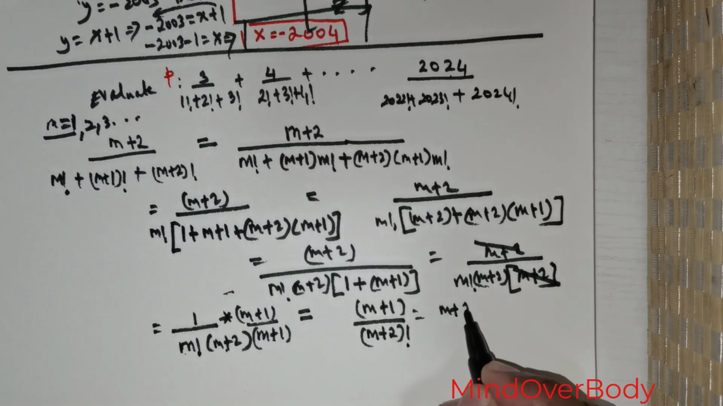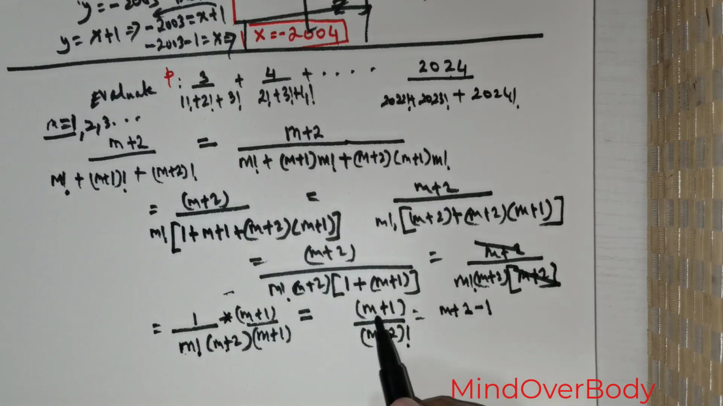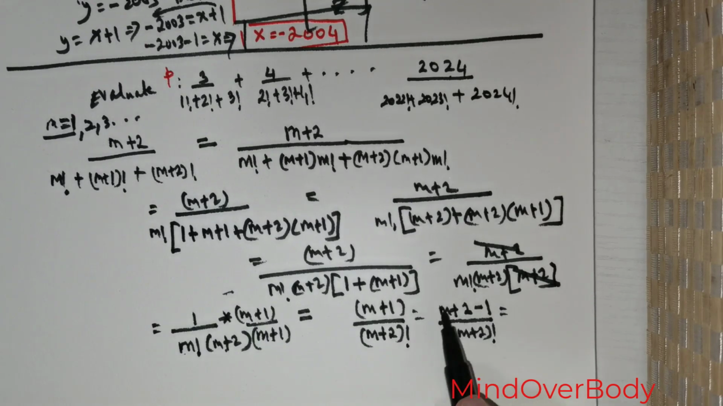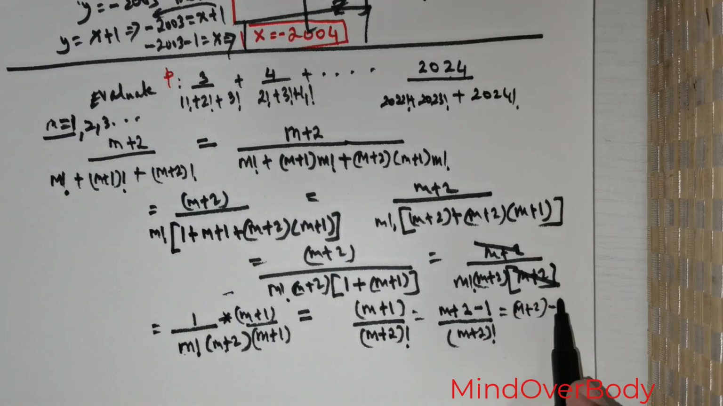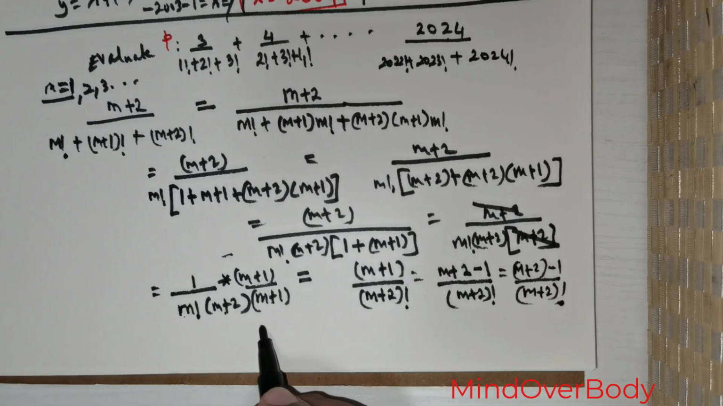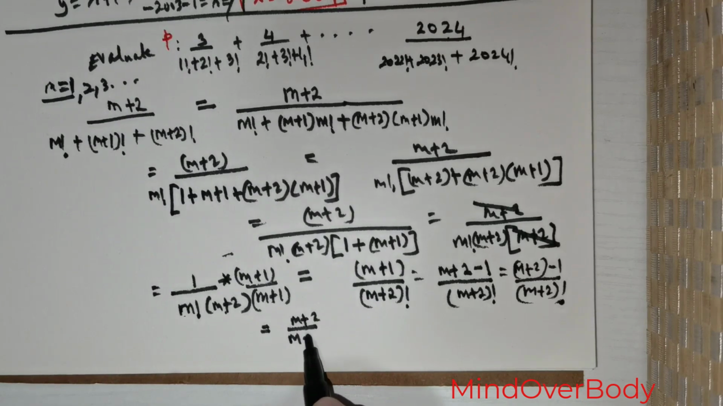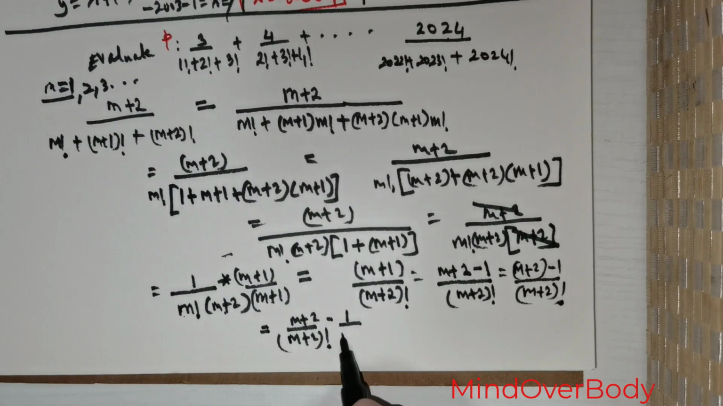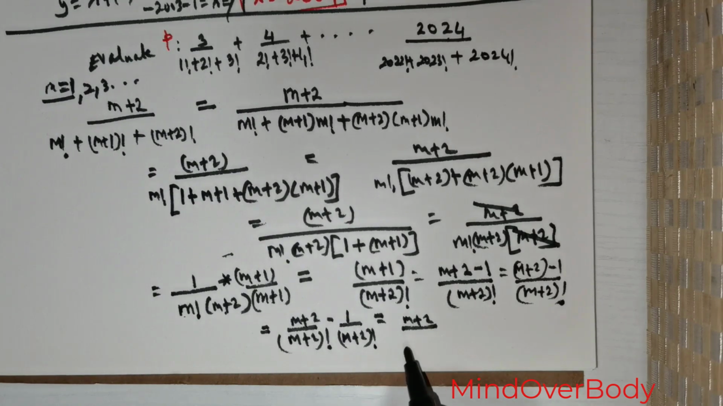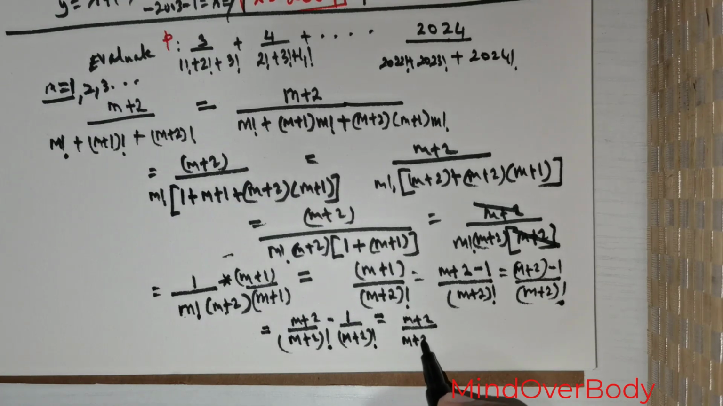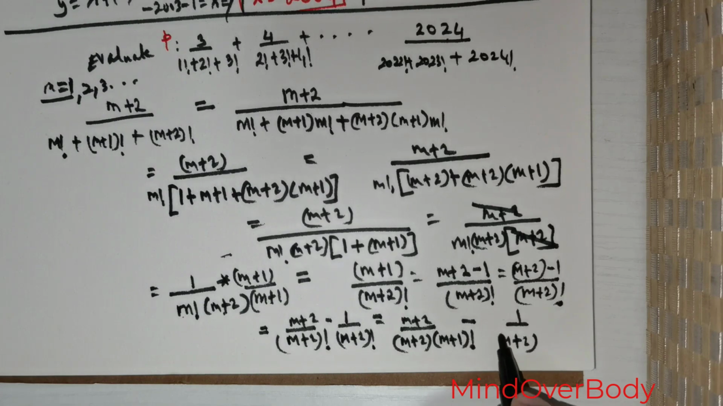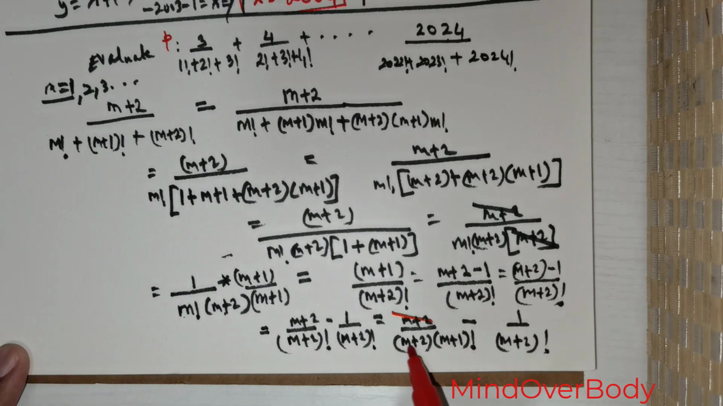Now what I wish to do is I would like to rewrite the numerator as (m+2)-1, that's the same as (m+1), divided by (m+2) factorial. Now this quantity I can rewrite as ((m+2)-1) divided by (m+2) factorial. Now using algebra I can rewrite this as (m+2) divided by (m+2) factorial minus 1 over (m+2) factorial. Now this is equal to (m+2) divided by (m+2) factorial, I can rewrite it as (m+2) times (m+1) factorial, minus 1 over (m+2) factorial.